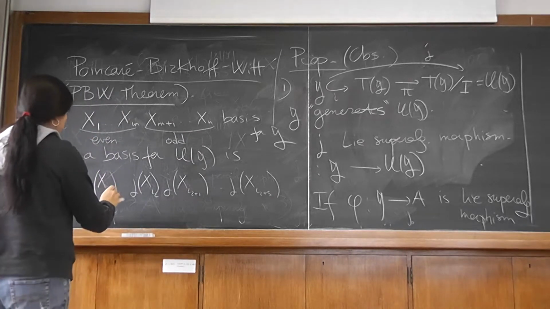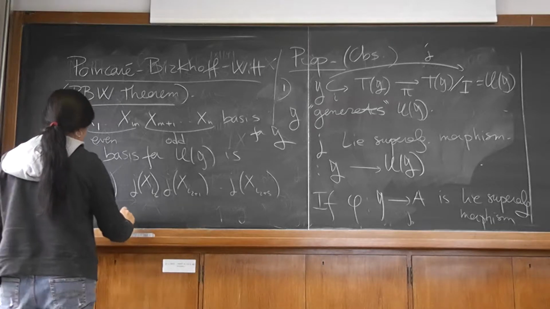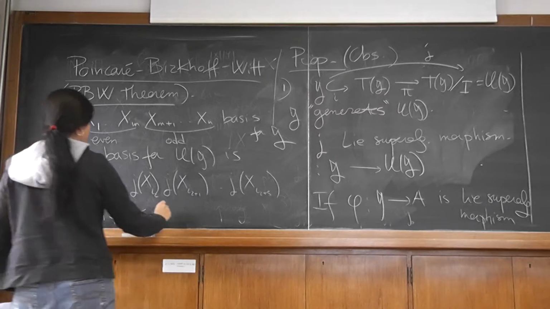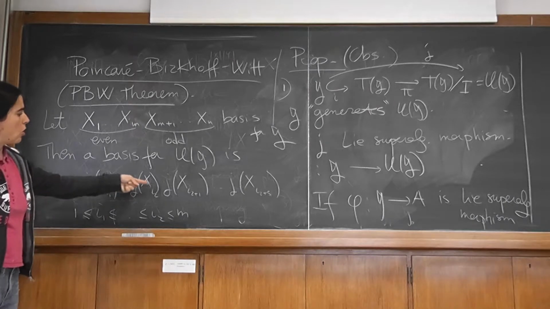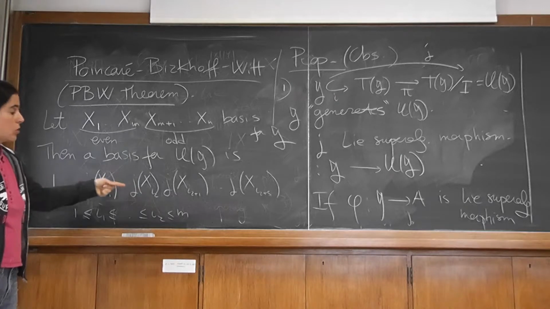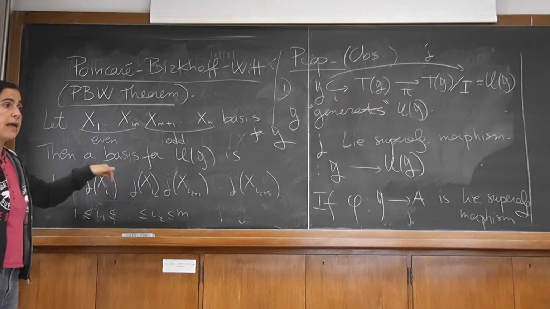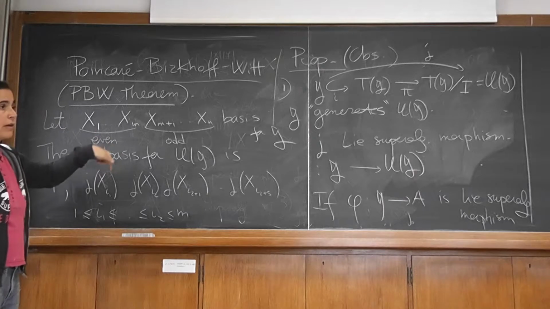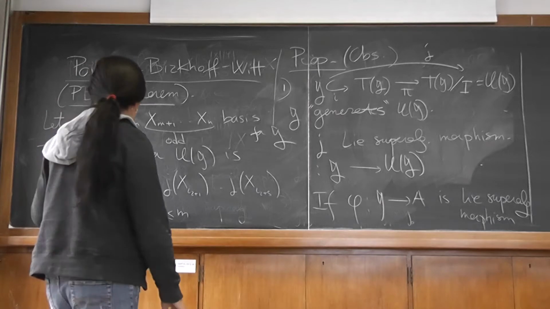So I take the elements i_1 less or equal to i_r between 1 and M. So a basis consists of products of even elements. Maybe these even elements are repeated. So these are elements in G, right? They come from G, each of them. And maybe I repeat, so I could have J(x_1), J(x_1), so I can have J(x_1) repeated many times. But then the odd elements, I don't have them repeated.